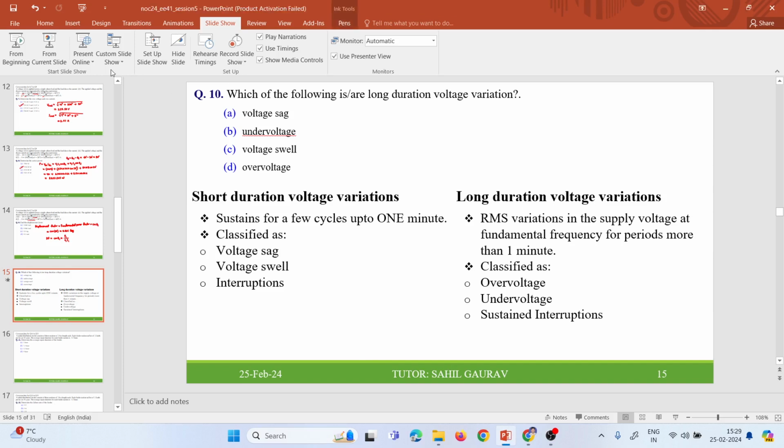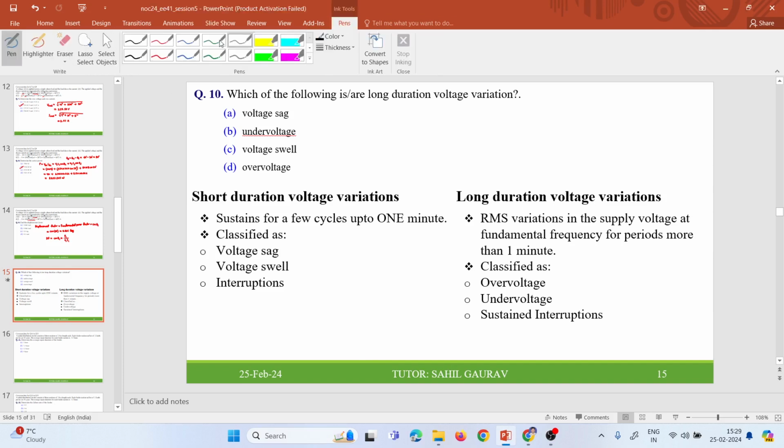I just want to note it down. This is a multiple select problem. More than one option is correct. Multiple select question. Now you tell which of the following is our long duration voltage variation.